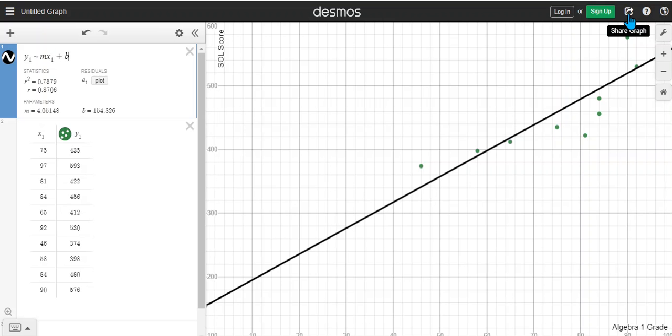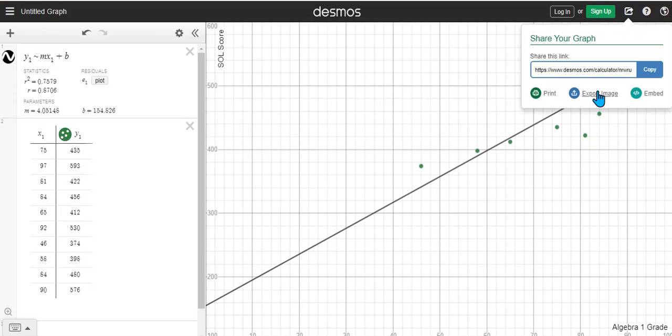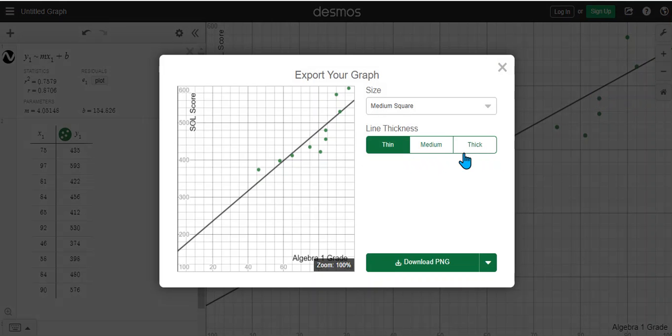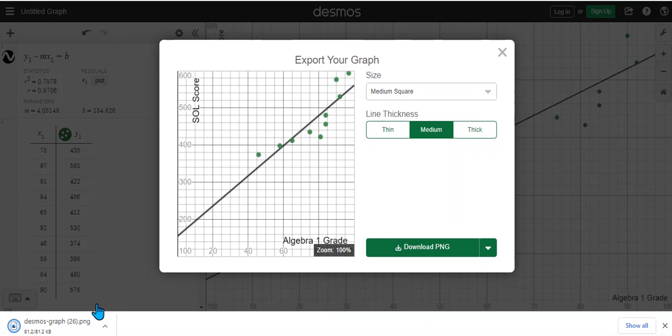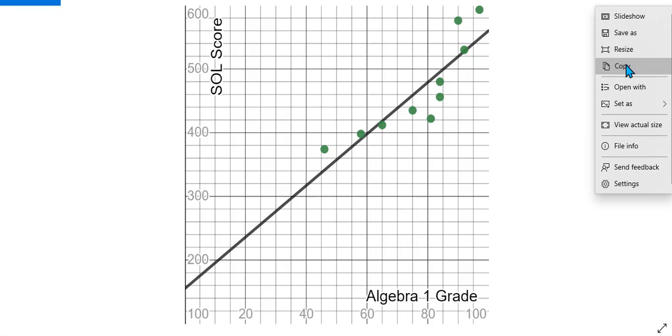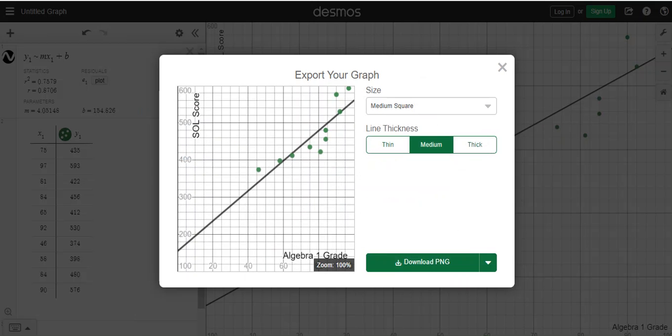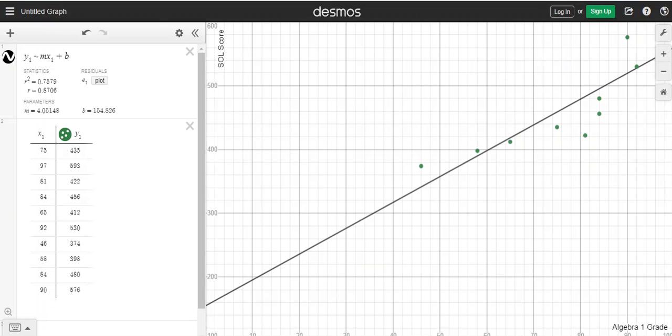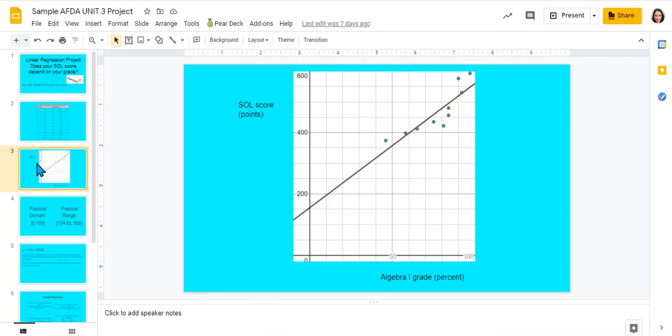So to get the picture, I need to go over here to Share Graph, Export, and if you want to, you can change your line thickness, that's up to you. Download, and then over here I need to open it. And on the top right, there are 3 dots, and you're going to click that, and then you can choose to copy it. And then you're going to paste that into your project. So going back to my sample now, here is where I put my graph.